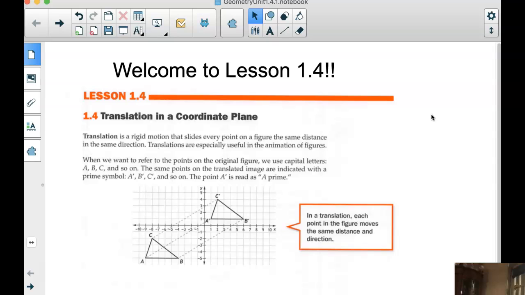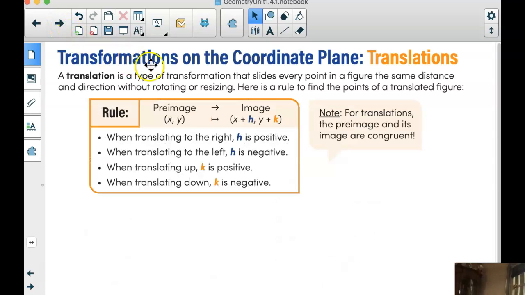Okay, so this is talking about translation in the coordinate plane. Basically, I showed you the first day. Translation is just a move. Okay, up, down, right, left. Do the hokey pokey, turn yourself around. No, don't turn yourself around, that would be a rotation. Okay, so translation. Notice, to get from here to here, we just went whee. Sorry. Okay, transformations on the coordinate plane, translations.